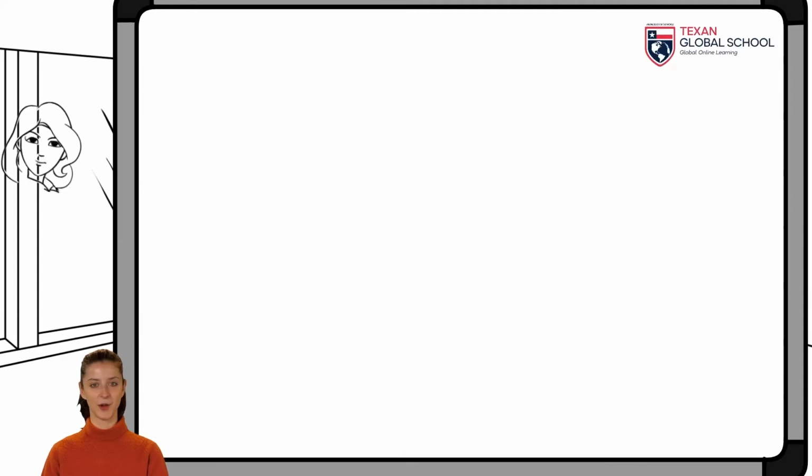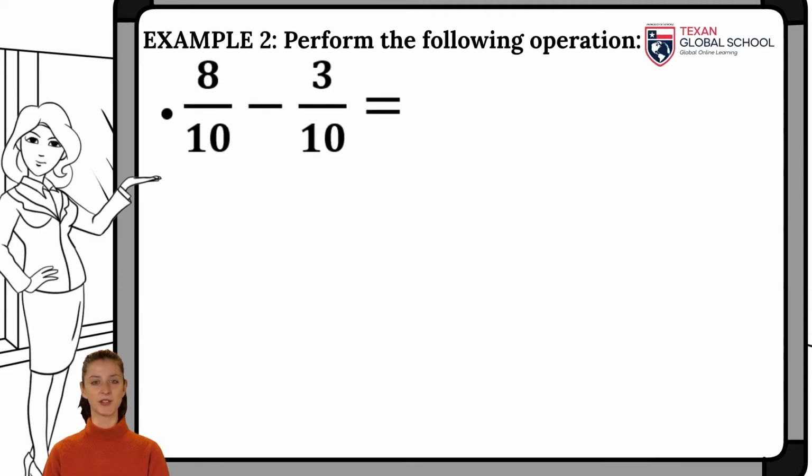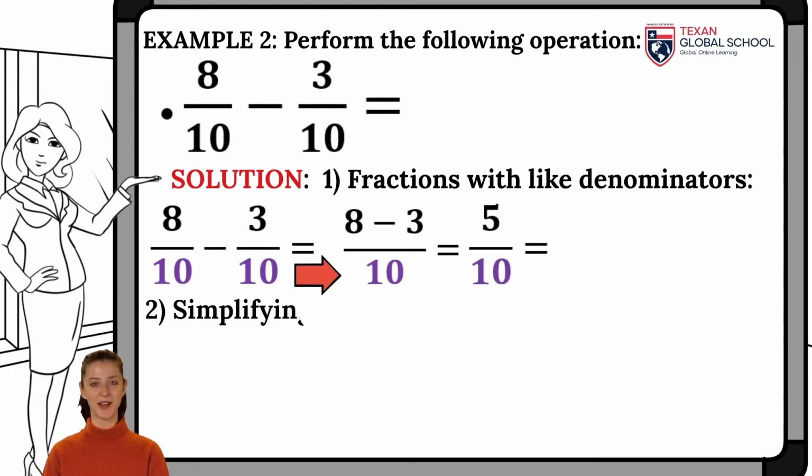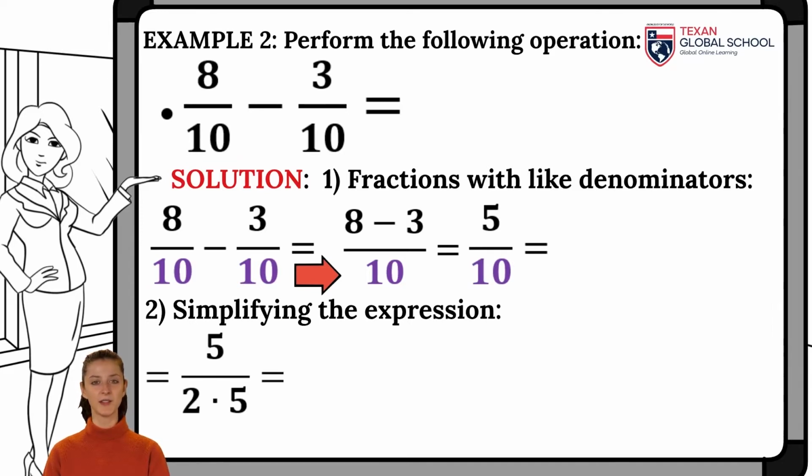In this other example, we can see that the fractions also have like denominators. We then subtract the numerators, and the denominator goes exactly the same as the resulting denominator. So we subtract 8 minus 3, resulting in 5, and divide it by the common denominator 10. However, this resulting fraction can be simplified.